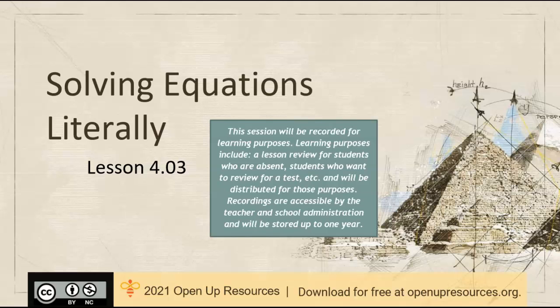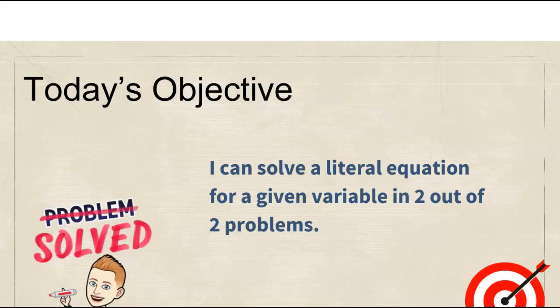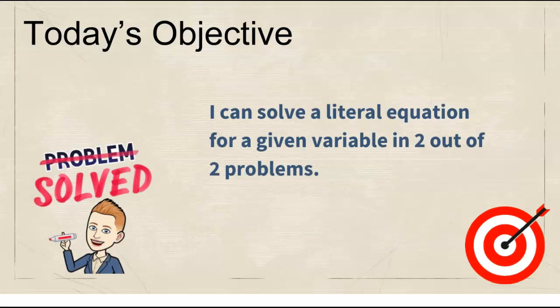We're looking at lesson 4.03 today, solving equations literally. Today's objective is I can solve a literal equation for a given variable in 2 out of 2 problems. Remember last lesson we talked about what literal equations are. They are equations with more than one variable in them. So when we solve them, we're solving for a particular variable that they tell us to solve for.